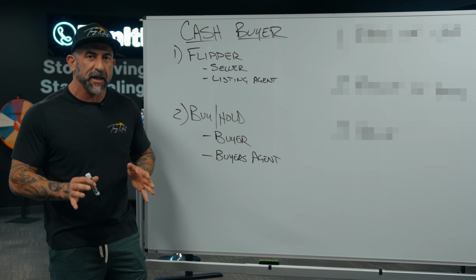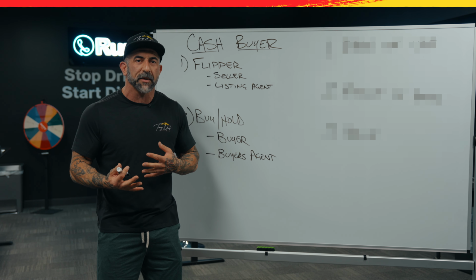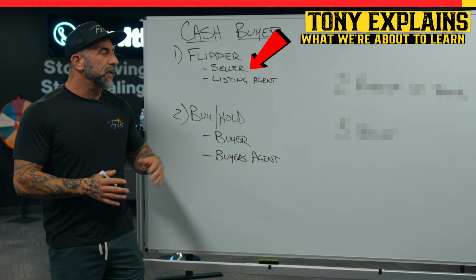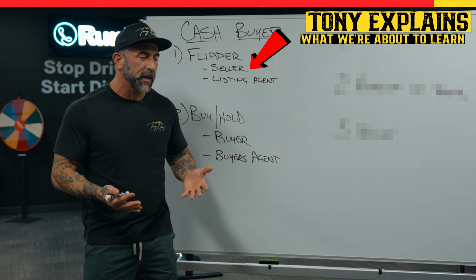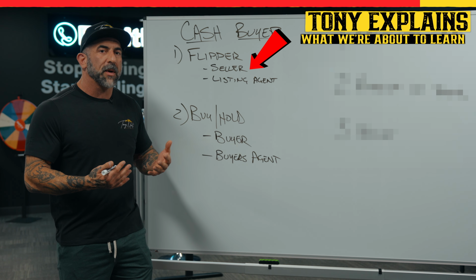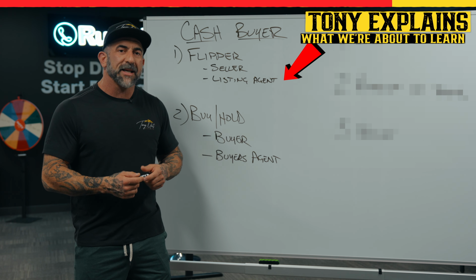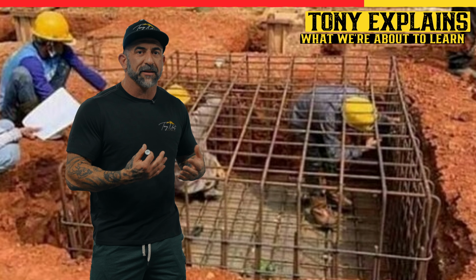As we're looking for cash buyers, there's really 2 different types. There's either a flipper in the area or somebody buying and holding properties as rental. But remember this, as you're looking for flip comps, you're really looking for the seller information because they've already sold the property. And because they're the seller, now we want to also see who the listing agent was on that flip.